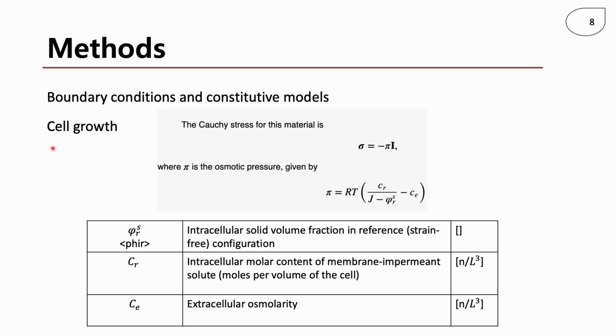This is the definition of the cell growth material used in FEBio. This is the Cauchy stress, where this osmotic pressure is defined by R and T, R the universal constant, T the temperature, CR, VR, CE, which you can see defined below, and the units.